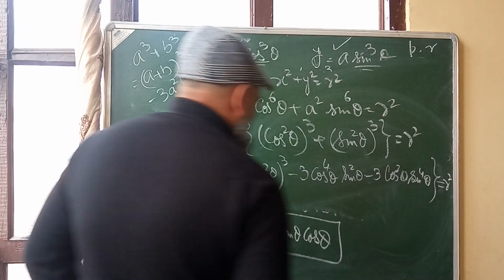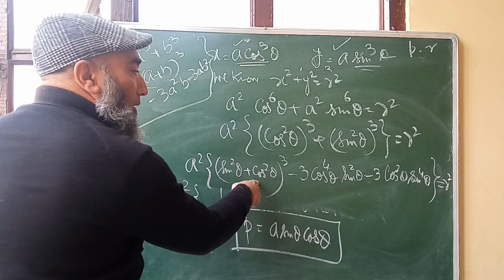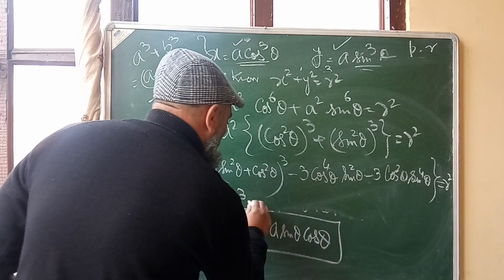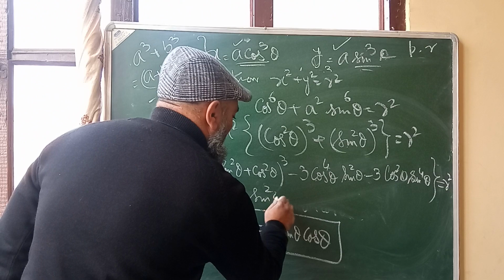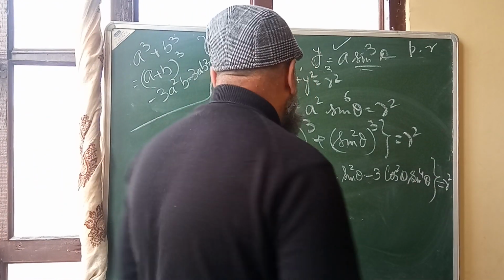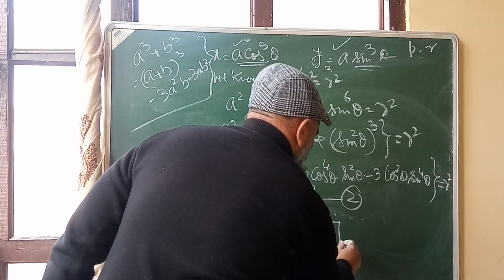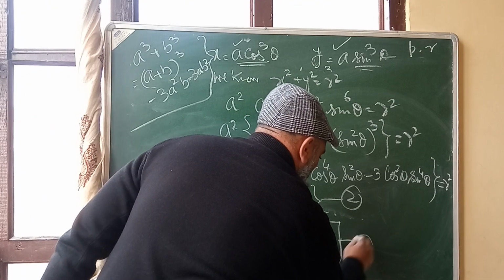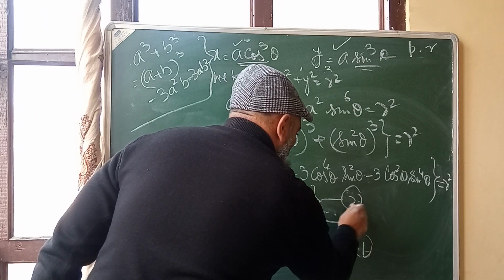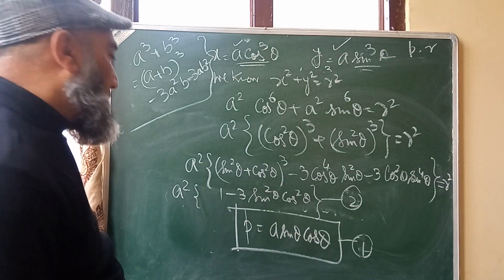Or you have a square, this is 1 minus 3. You can take sine square cos square out. Sine square theta cos square theta. What remains is sine square plus cos square. It is 1. So this is 2. Let me suppose this was 2 and this was 3. If it was 1 and it is 2, then from 1 and 2 I can find a relation between P and R, which is known as the Peter equation.